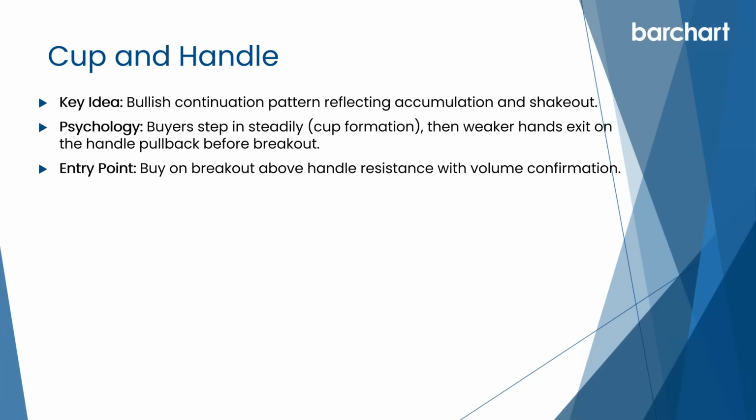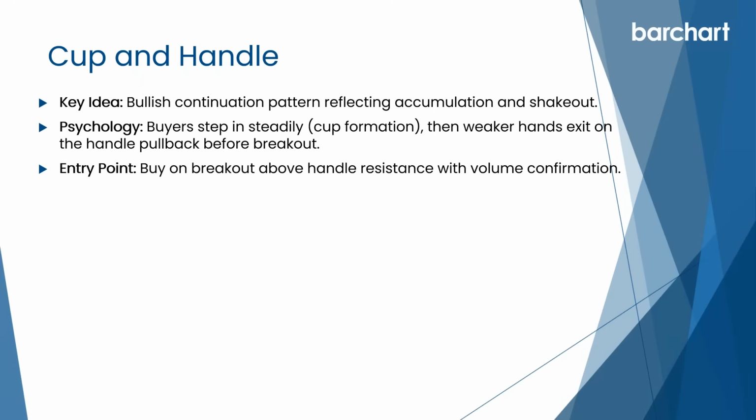Now, there are some characteristics that we can talk about before we get to the entry point. So you might see a cup that occurs over somewhere between 7 to as much as maybe 65 weeks. And the decline from the peak should be somewhere around 15%, but could be as much, but not more than 35%. Symmetry adds to the reliability, and the handle itself, the duration should be around 1 to 4 weeks, and it should be slightly downsloping or at least sideways.